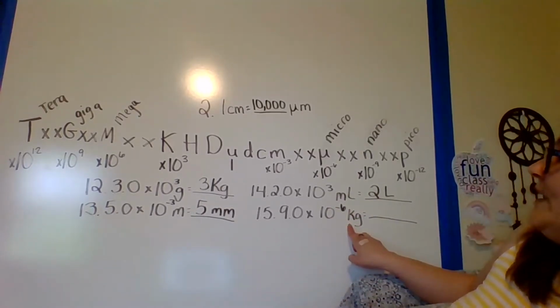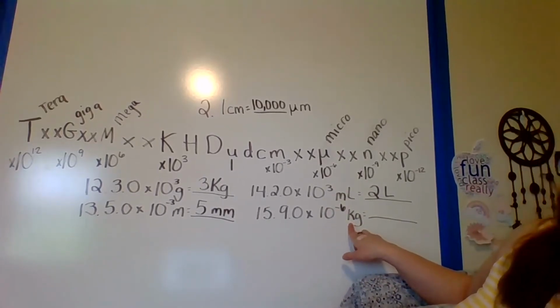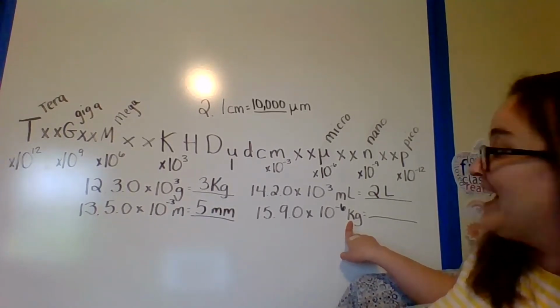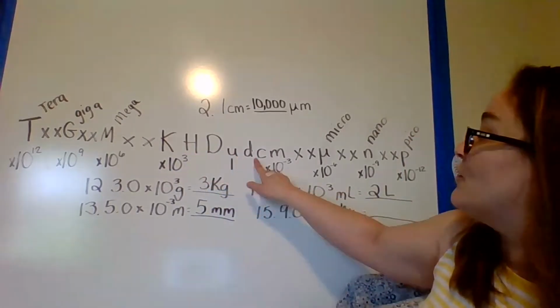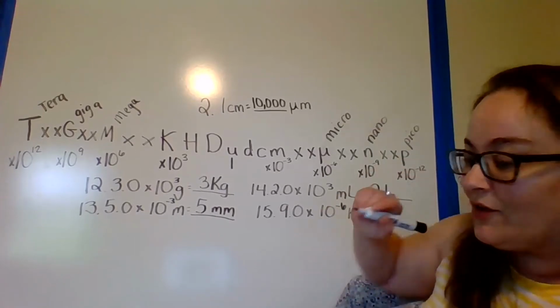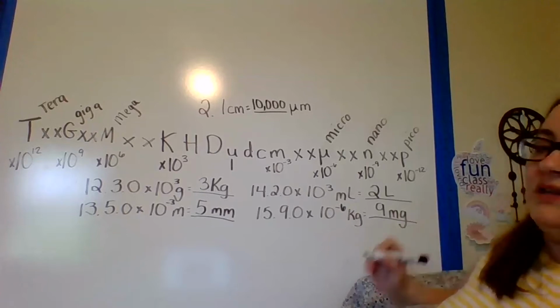And then here, again, we can't just look at the prefix. We're going to have to actually count it because it's not starting on the unit. It's not starting on 1. So we're going to start on K and 6 moves to the negative. 1, 2, 3, 4, 5, 6. So 9 times 10 to the negative 6 kilograms is the same as 9 milligrams.